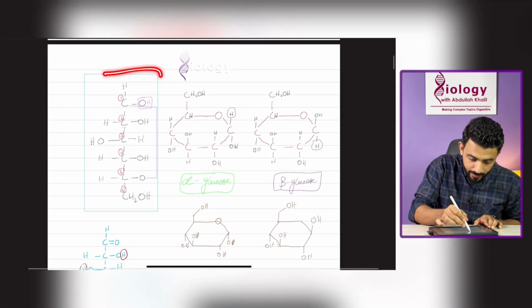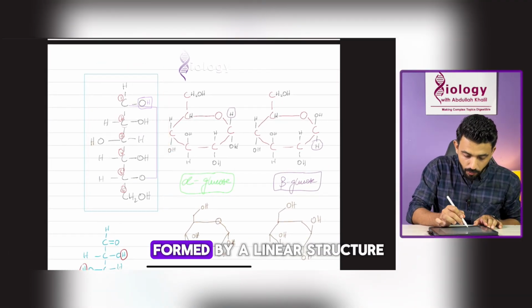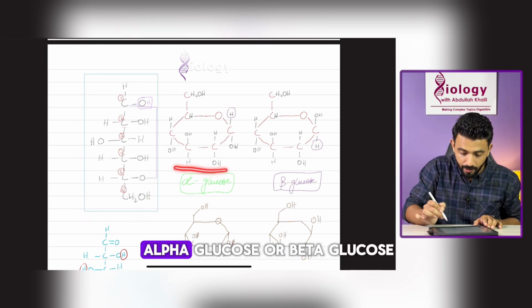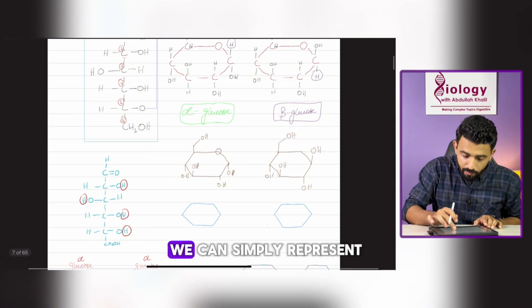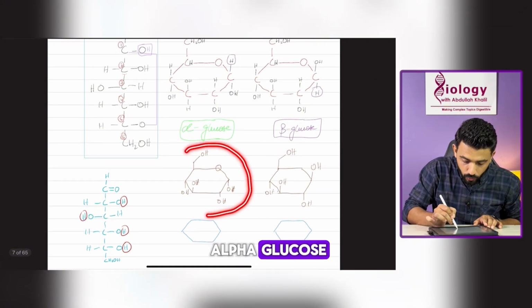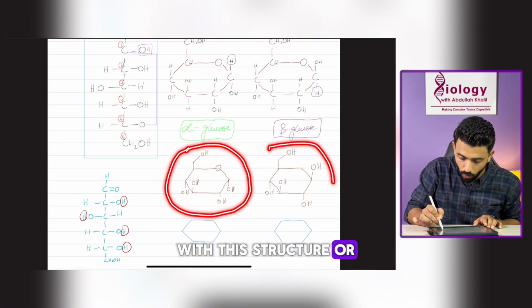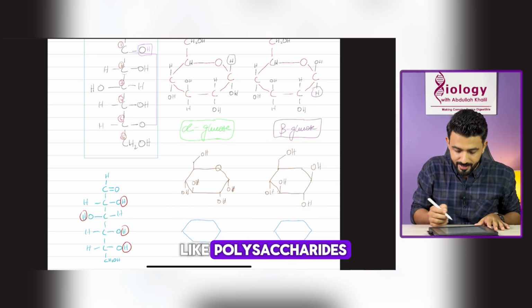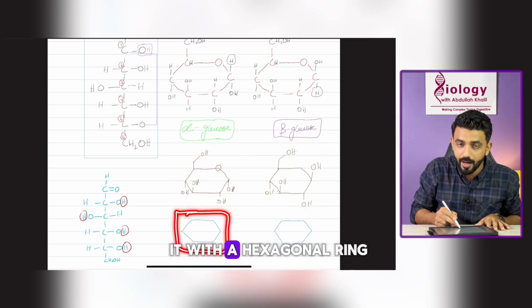So the ring structure is formed by a linear structure, which could be either alpha glucose or beta glucose. We can simply represent alpha glucose with this structure or this structure. But when we are forming complex substances like polysaccharides, we will just represent it with a hexagonal ring.